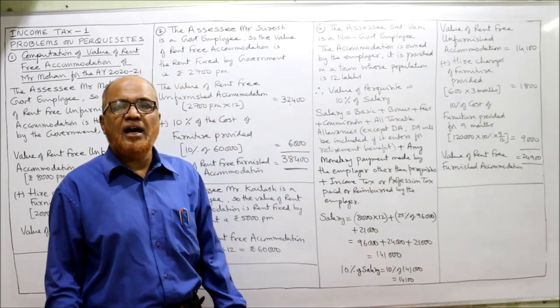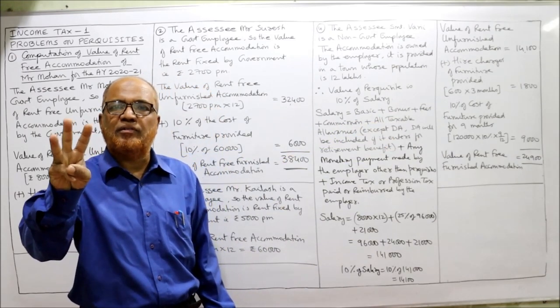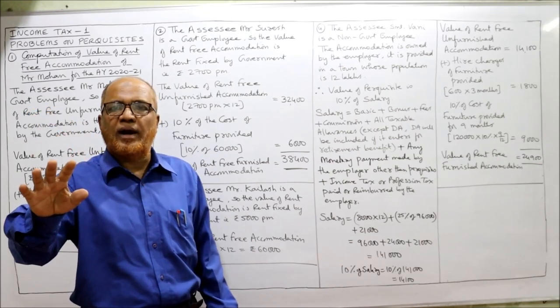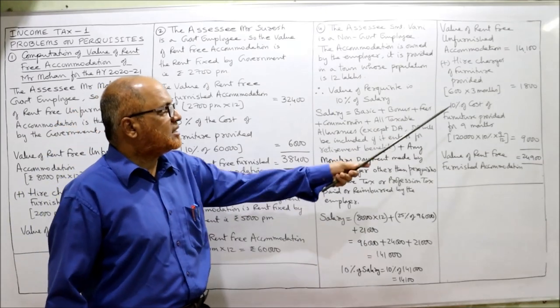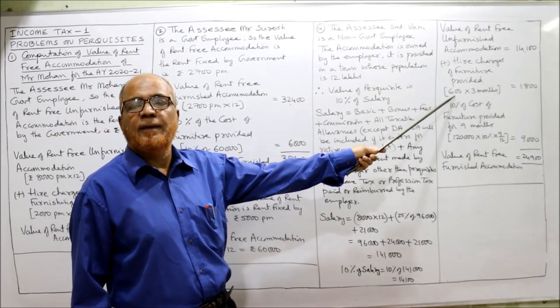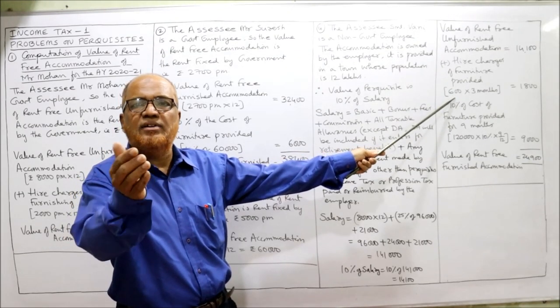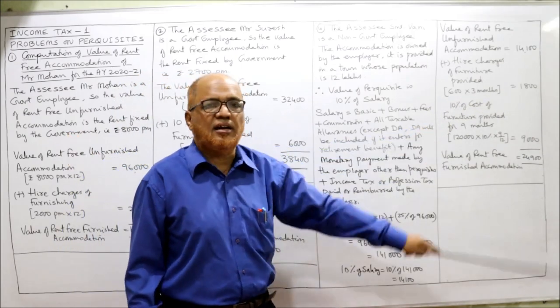To this we add hire charges. Some furniture is provided for 3 months. Television set, geyser and refrigerator, these are provided only for 3 months on hire charges. So how much is the hire charges? 600 rupees per month. First 3 months furniture is provided, which is provided by taking it on hire. So 600 into 3, 1,800.